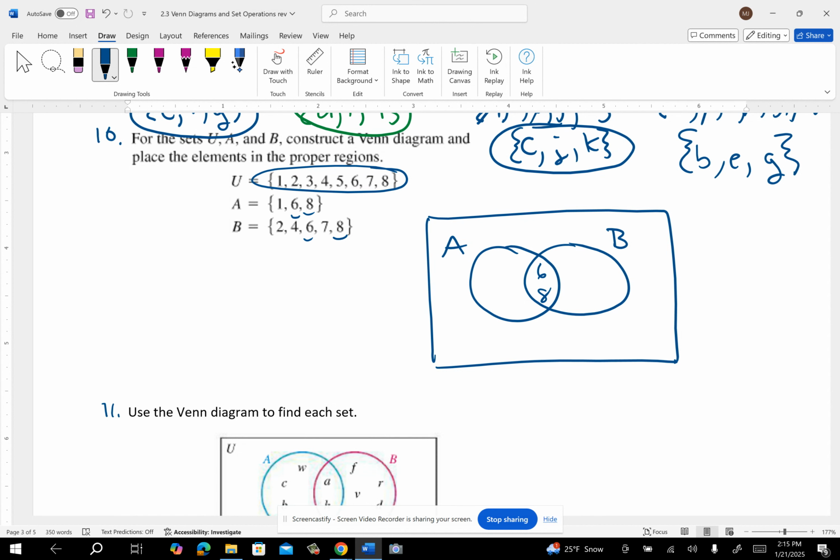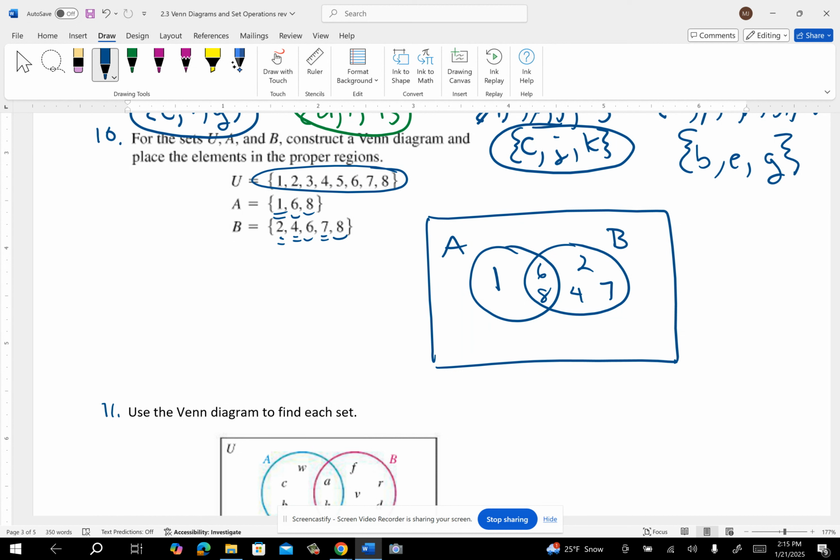Then with set A, we need to locate this element 1, so it would have to be in set A, but it's not in B. And then down here we have 2, 4, and 7 that would be here because they're in set B, but not in set A. Okay?